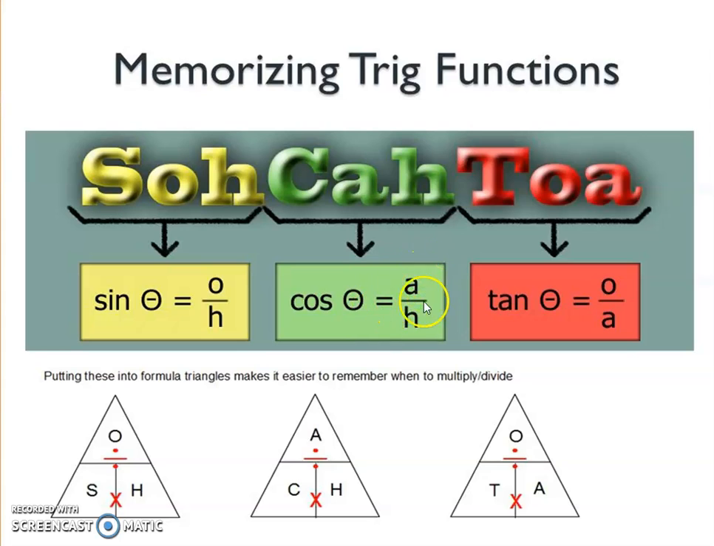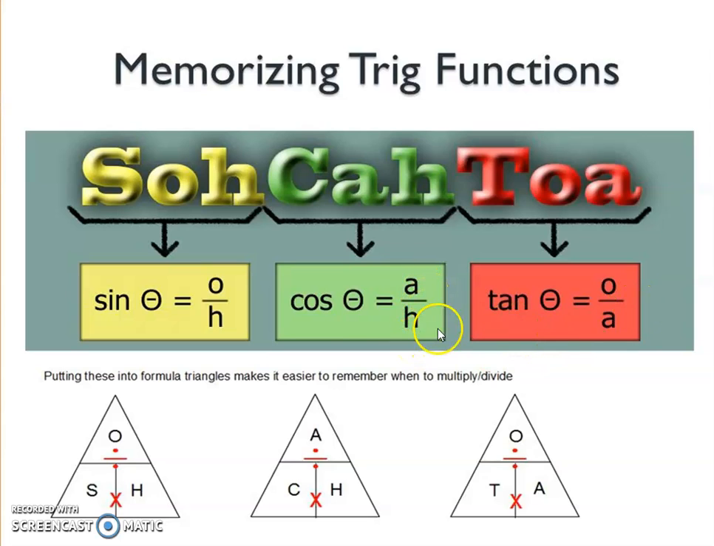Cos theta is A upon H, that's why CAH. C for cos, A remains the same and H for hypotenuse. TOA: T means tan theta, O is the opposite side upon adjacent side. O indicates opposite side, A indicates adjacent side, H indicates hypotenuse. I explain again. Sin theta is equal to opposite side upon hypotenuse. So that's why SOH is used. CAH means cos theta is adjacent side upon hypotenuse.